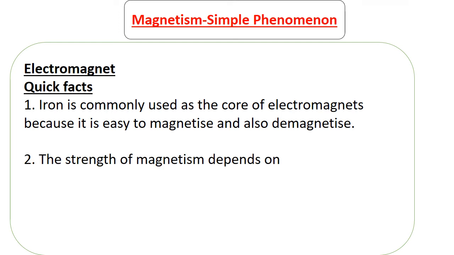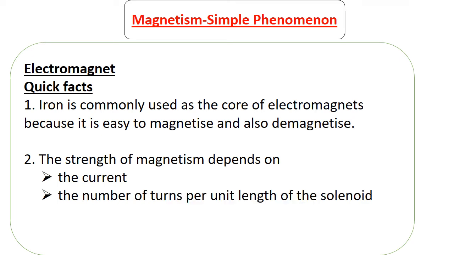Then the strength of magnetism depends on, remember, electromagnets are only magnets when you power them. So the strength of magnetism depends on, 1, the amount of current. They are the current, they are the magnetism. 2, the number of turns per unit length of the solenoid. The greater the number of turns, the greater the magnetism. 3, the material of the core. There are some materials which are bad and some materials which are good.